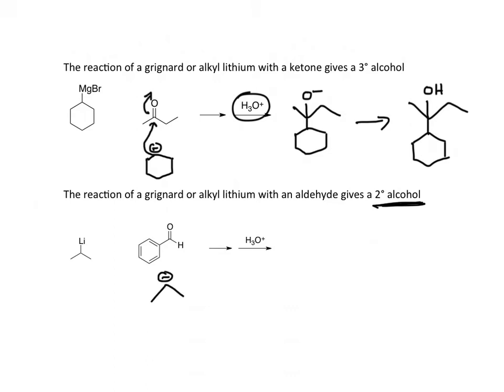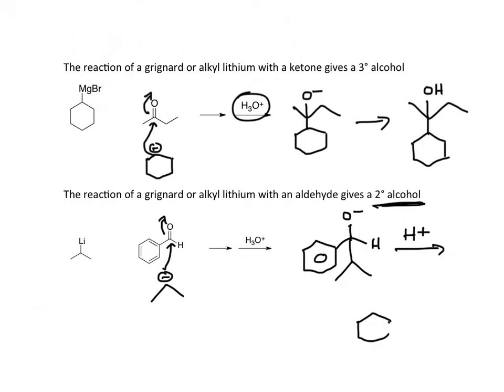We'll redraw our alkyllithium this time. Same mechanism, it attacks the carbonyl, electrons are pushed up, and I'm going to have an O- for starters. There's the hydrogen because it's an aldehyde. I've attached that isopropyl group. And then when I protonate, add H+, I end up forming an alcohol. And instead of having 3 alkyl groups, it only has 2, and so it's a secondary alcohol.